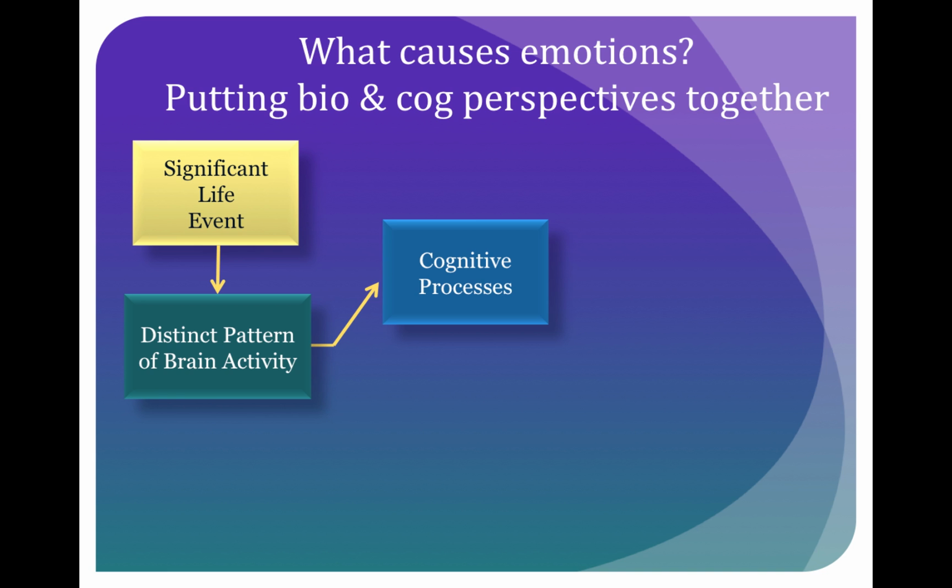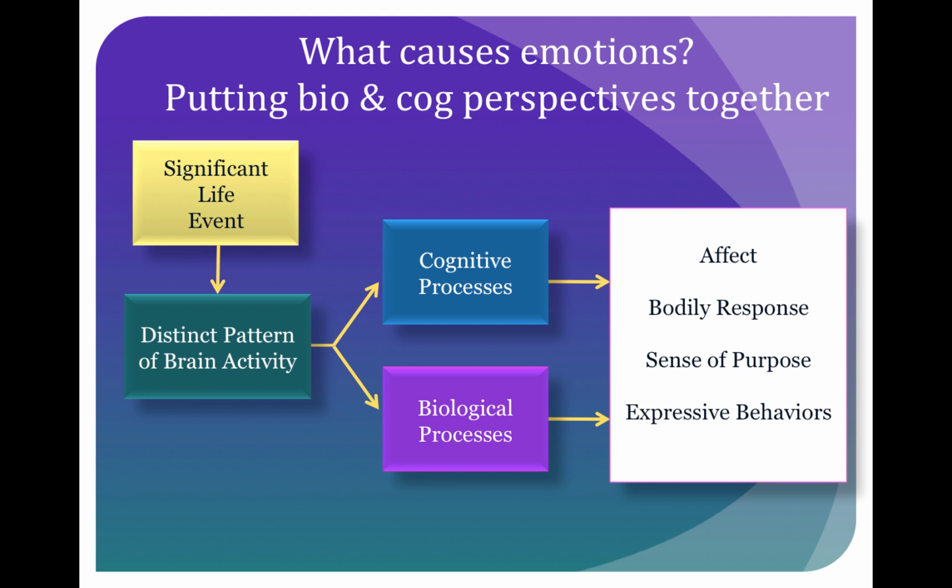So this idea is we have the biological piece causing cognitive processes and also particular distinct bodily reactions, right? So you have an immediate sort of affect, that's the brain activity. You have a cognitive response, what's going on here? You have a biological process, maybe that's your thumping heart, your flushed cheeks, your increased heart rate, whatever the case might be. And then those two things together, cognitive and biological processes together, are what drive the four pieces of emotion that we saw previously, right? Your affect, your bodily response, your sense of purpose, your expressive behaviors.